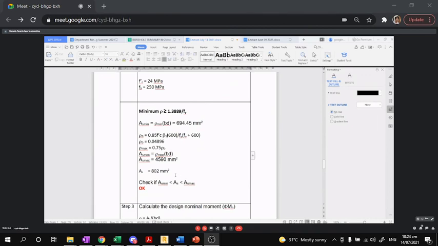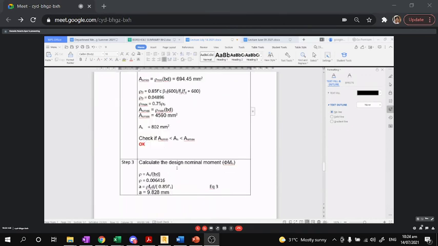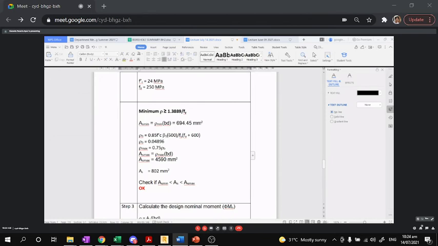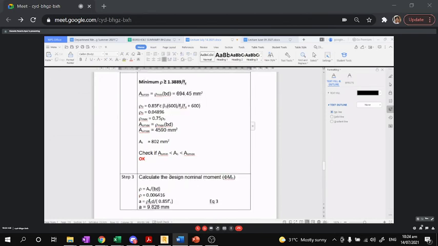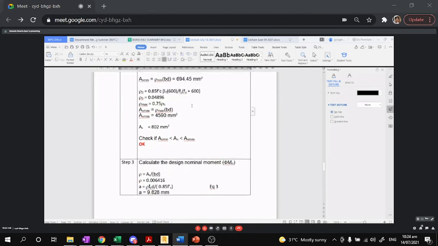So I'm computing the AS max for 590. So I'm still in between AS min and AS max, which is okay because this is what the code requires you to follow, that your reinforcing bar will not be lesser than the minimum required and also not greater than the maximum. So it happened that it is in between 694 and 4590. So okay, that's okay.